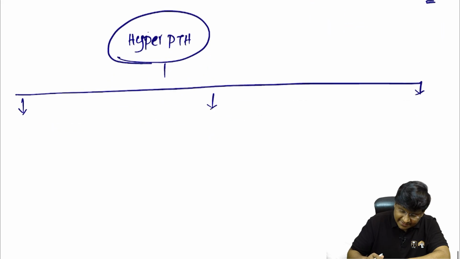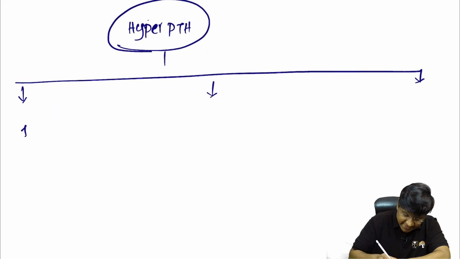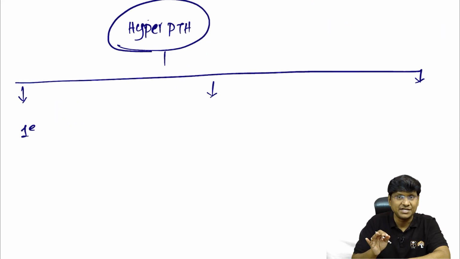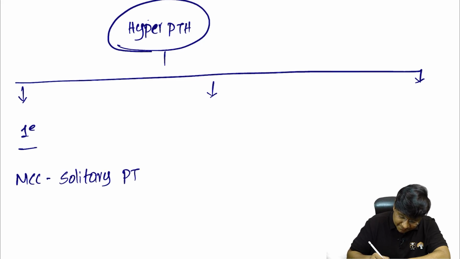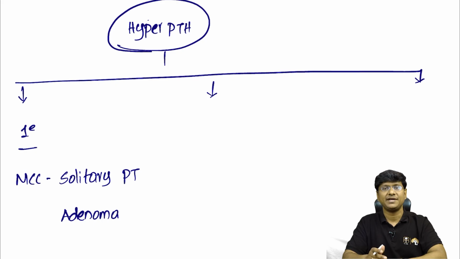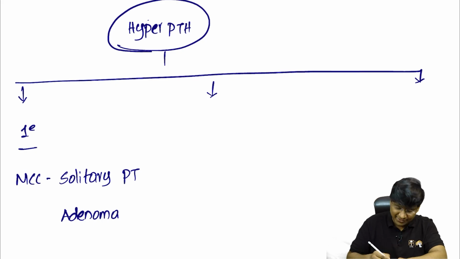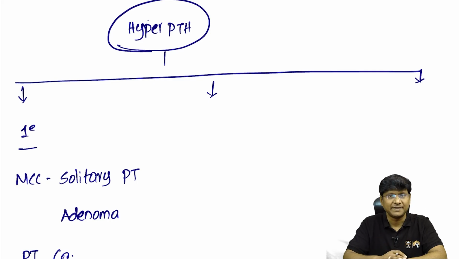So hyperparathyroidism: the primary causes are where the pathology is within the parathyroid gland itself. The most common cause of hyperparathyroidism is a solitary parathyroid adenoma. The next important etiology is parathyroid carcinoma, and then parathyroid hyperplasia.